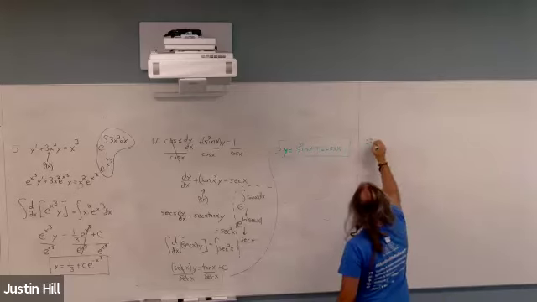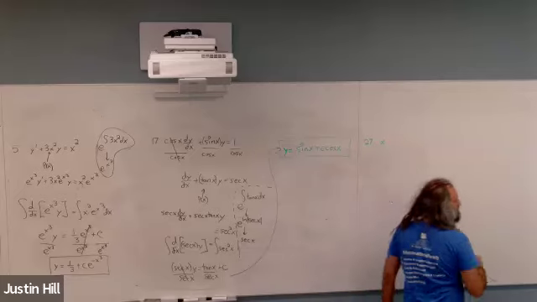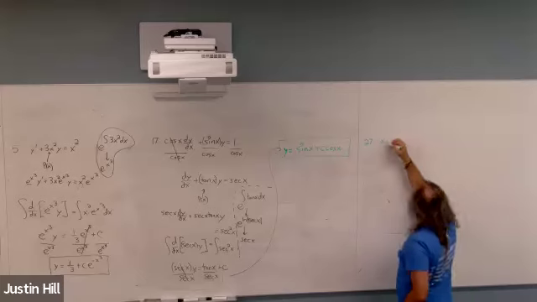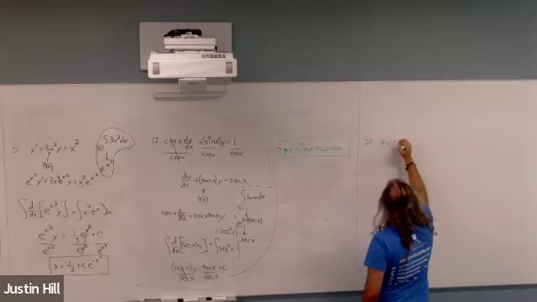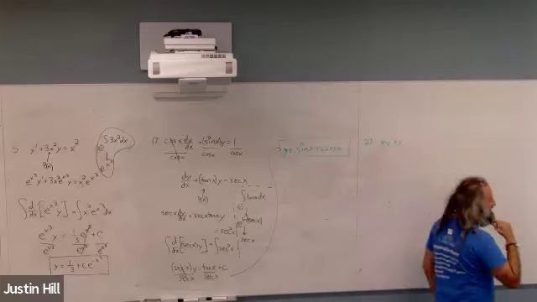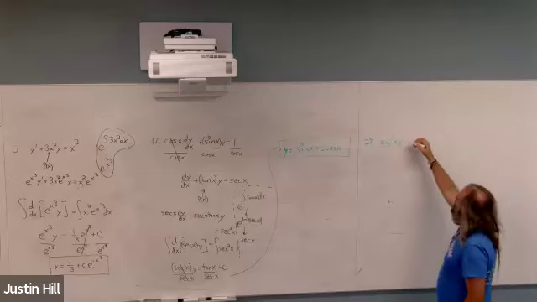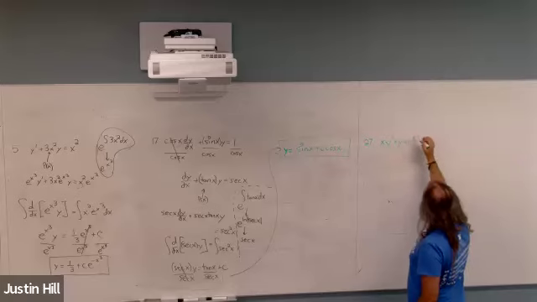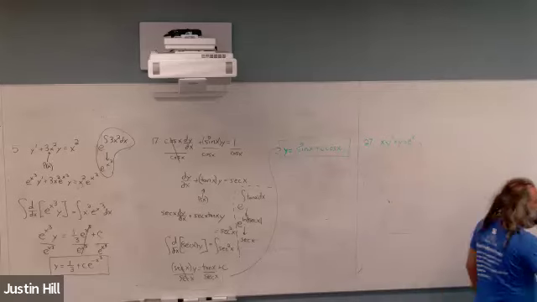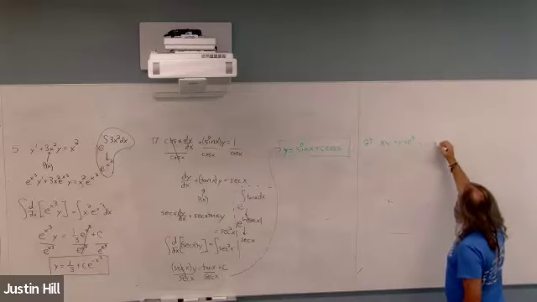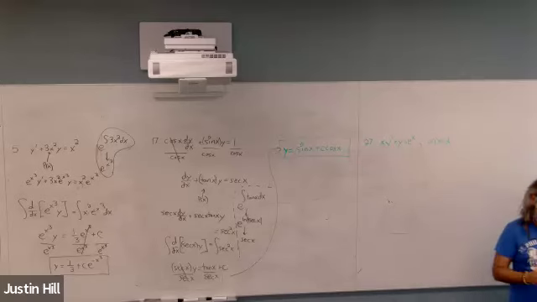Problem 27 is set up. We have x y prime plus y equals e to the x. And y of 1 equals 2. So that is our initial condition.